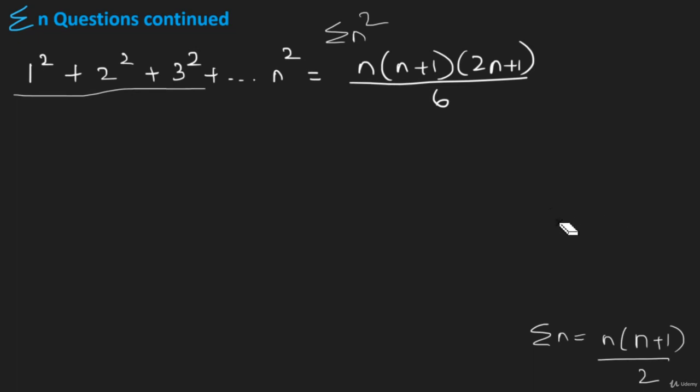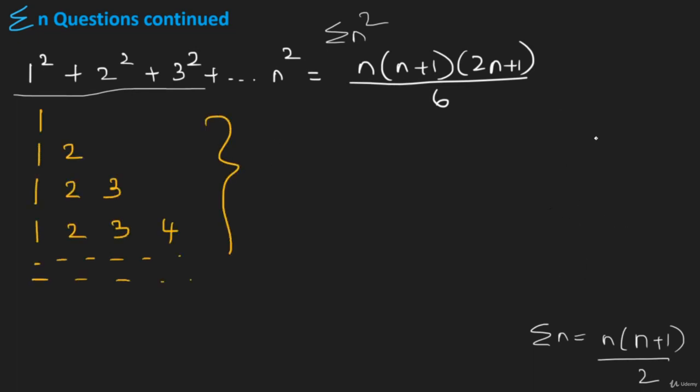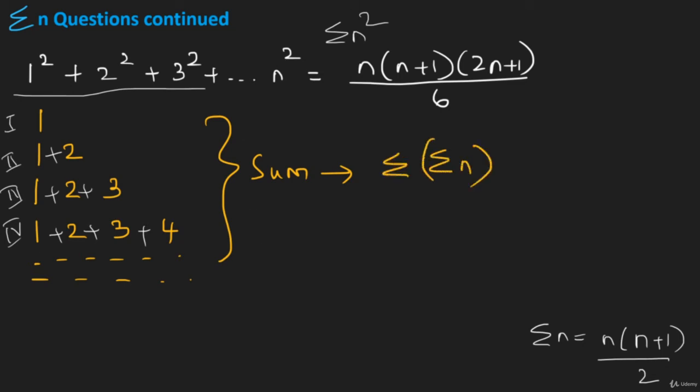Now say you want to find this type of a series. You have 1 over here, 1 plus 2 over here, 1 plus 2 plus 3 over here, 1 plus 2 plus 3 plus 4 over here, right? So this is your first term, this is your second term, this is your third term, this is your fourth term, and it goes on like that, and you need to find the sum of these numbers. Now this type of a question, whenever you encounter it, this is a sigma of sigma n type question, right?